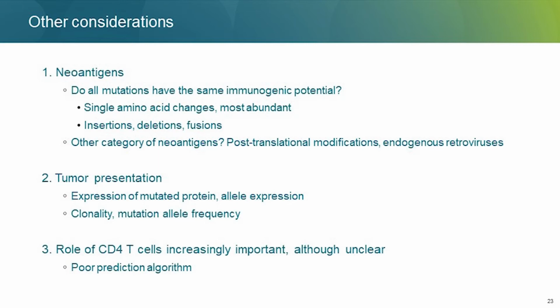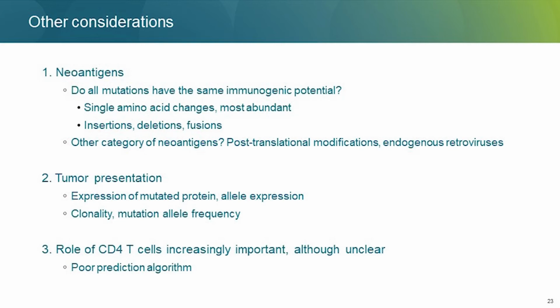And there is also quite a lot of work going on looking at the potential of endogenous retroviruses or dark matter. As these retroviruses are dysregulated, their expression is dysregulated in cancer, it may be that they could behave as neoantigens. There are also other factors that we need to take into account, especially tumor expression. What is the expression of the mutated proteins? What is the allele of expression by tumor cells?